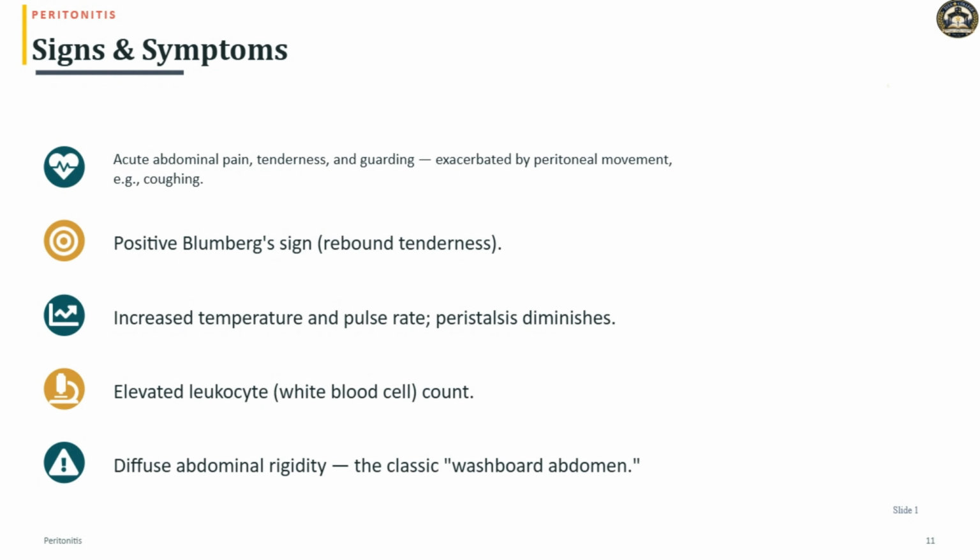The signs and symptoms of peritonitis are distinct and often severe. Patients typically experience acute abdominal pain, tenderness, and guarding, which is exacerbated by any peritoneal movement, such as coughing. A positive Blumberg sign, indicating rebound tenderness, is a key diagnostic feature. Other systemic signs include an increased temperature and pulse rate, and diminished peristalsis. Laboratory findings often reveal an elevated leukocyte, or white blood cell, count. A classic physical finding is diffuse abdominal rigidity, often described as a washboard abdomen.